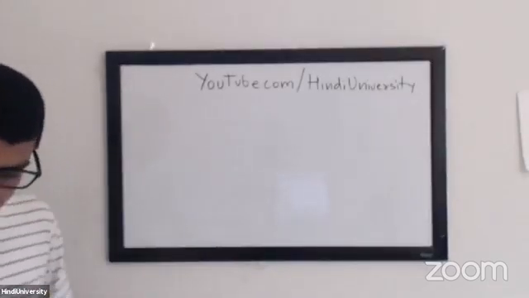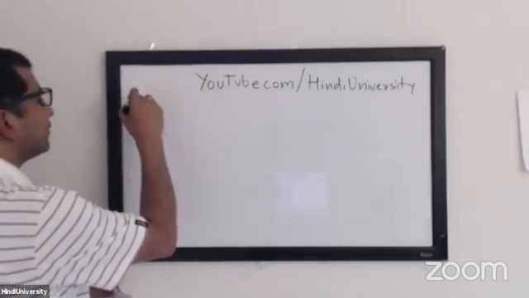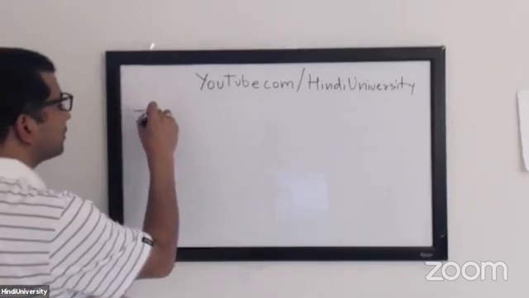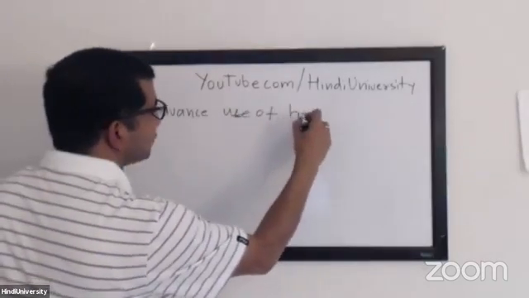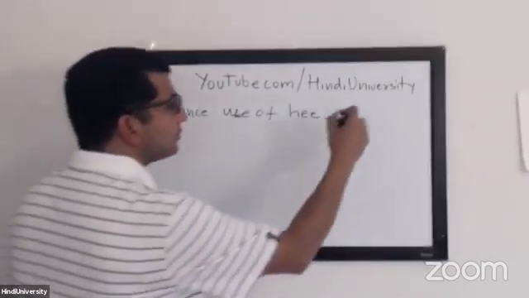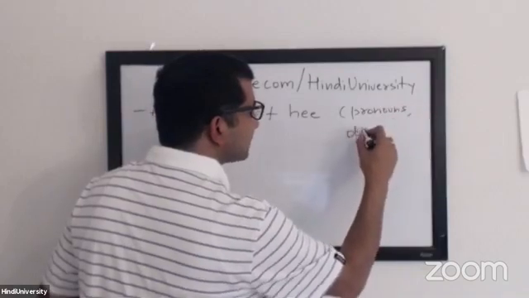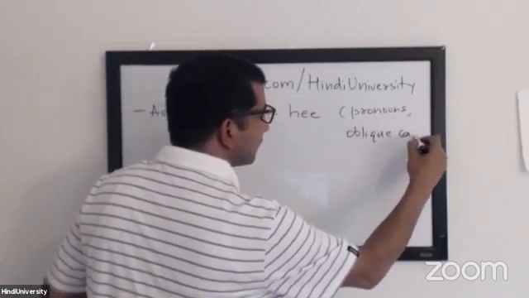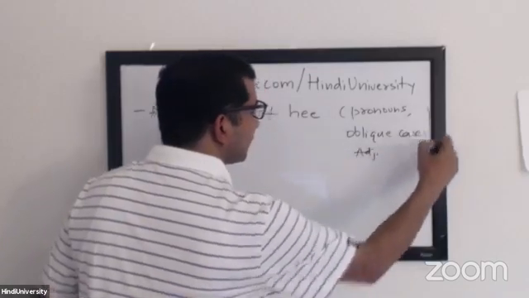Okay, now the next thing I want to cover in this chapter is the advanced use of he, which is using it with pronouns, using it with pronouns with oblique cases, and we will learn about it, and using it with adjectives. That's the first thing I want to cover in this class.